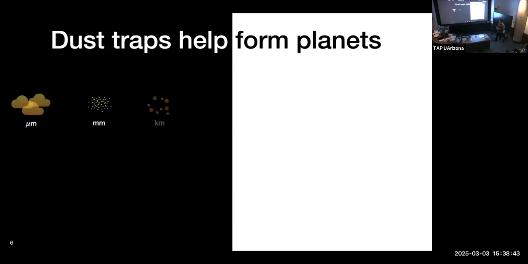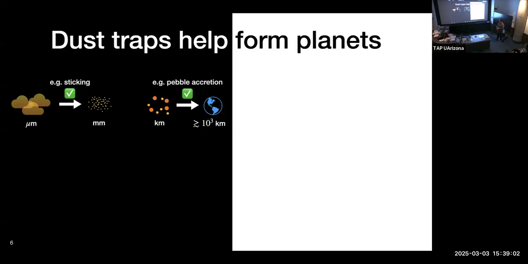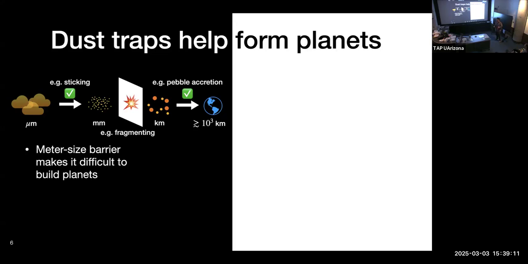So as you might know, we have to go through many orders of magnitude, from microns to tens of thousands of kilometers. And we think we understand relatively well going from microns to millimeters, from lab experiments and whatnot. And I think we have some grasp of going from kilometers to planets, planetesimals to planets. But the major challenge here is the meter size barrier between millimeter to kilometer.